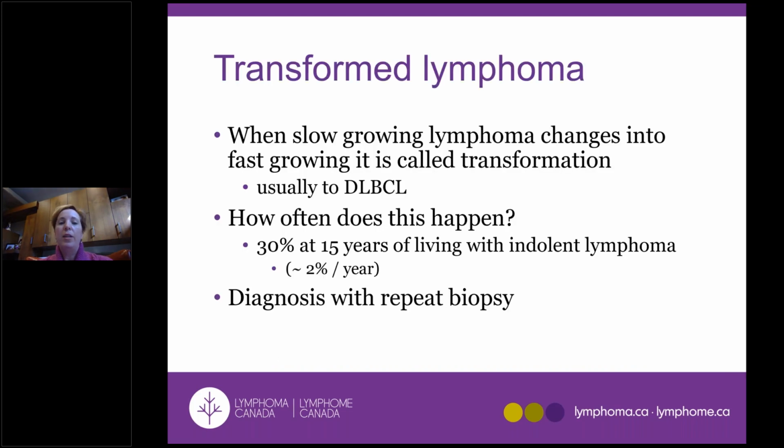Just briefly wanted to touch on something called transformed lymphoma. When slow-growing lymphoma changes into more fast-growing lymphoma, it's called transformation. Usually, this transformation is to diffuse large B-cell lymphoma. This is pretty common, particularly when patients have lived with indolent lymphoma for many years. Generally, transformation is diagnosed with repeat biopsy, so we can confirm that there's been a change as well as what the change has been to.